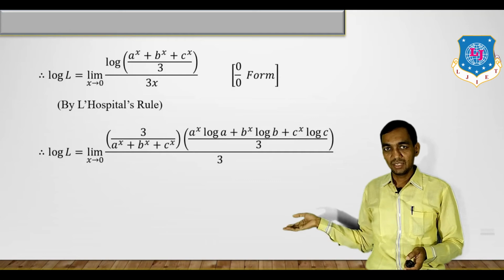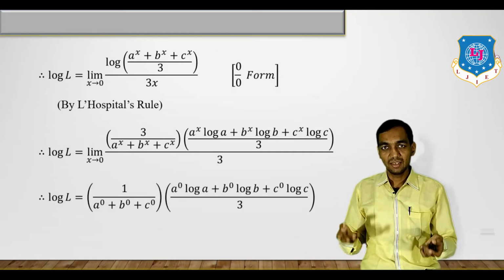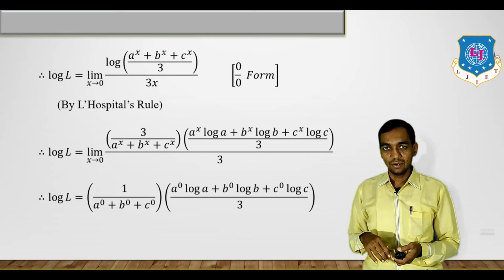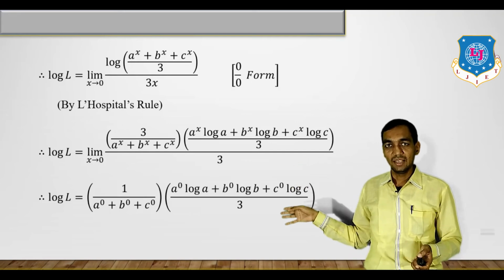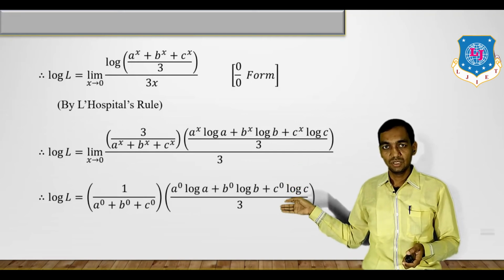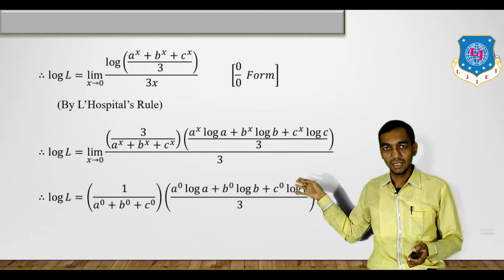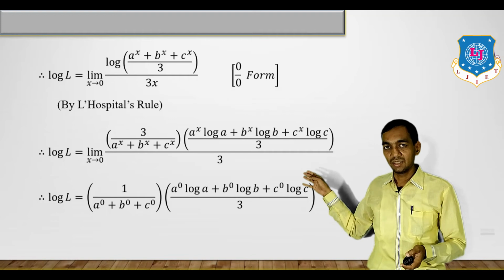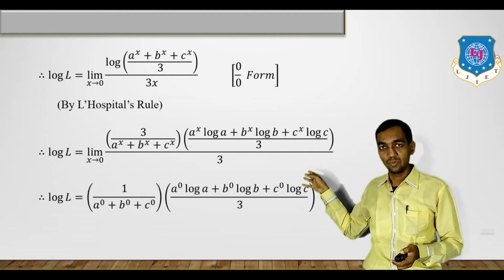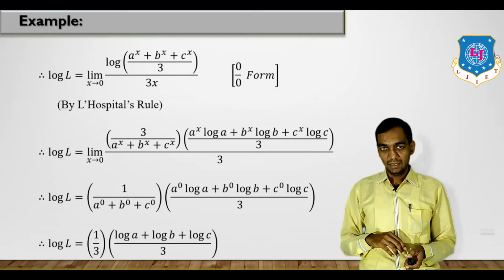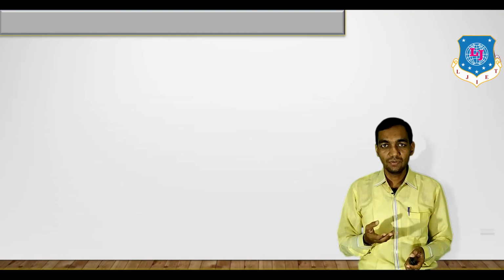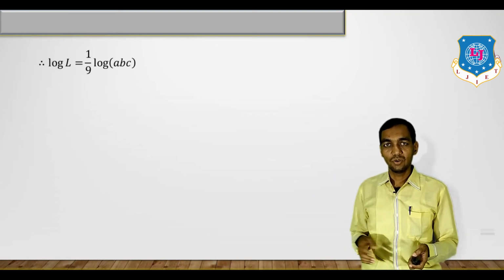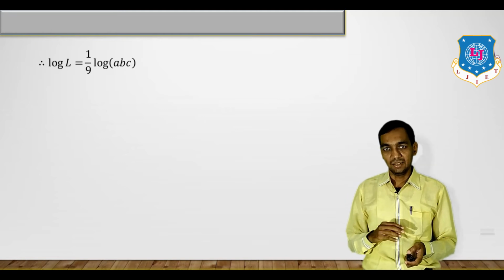Now since the denominator is already non-zero, apply the limit to the given terms. That will give you 3, 3 cancel out, and you will have 1 upon (a^0 + b^0 + c^0) into the bracket (a^0 log a + b^0 log b + c^0 log c), and that is nothing but 1 upon 3 into (log a + log b + log c) upon 3. And using the properties of log, log a plus log b plus log c is equal to log of abc, into 1 by 9.